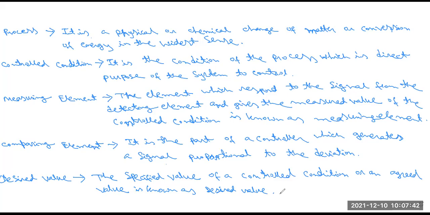Okay, that means the user sets the point, that is the reference point. The output basically comes from the output section of the process or plant. So this value is either the same or plus or minus something, positive or negative. So this is basically the specified value of the control condition or an agreed value, known as the desired value. Okay, up to this part it is clear, all of you? These are the different parts of the automatic controller.